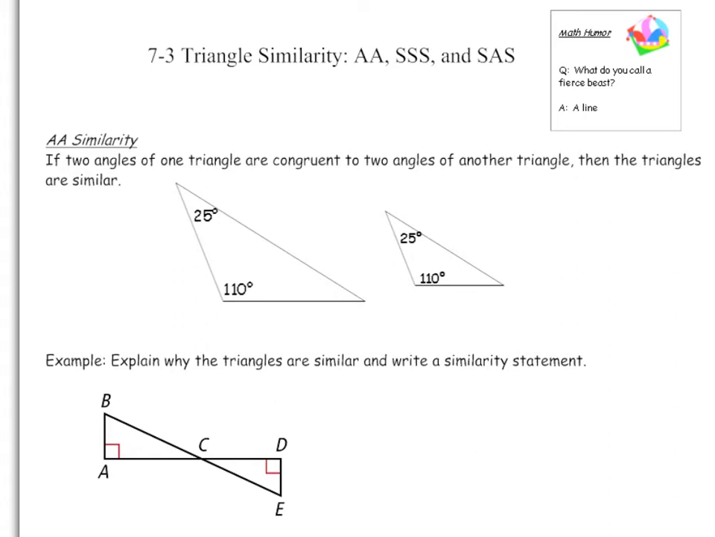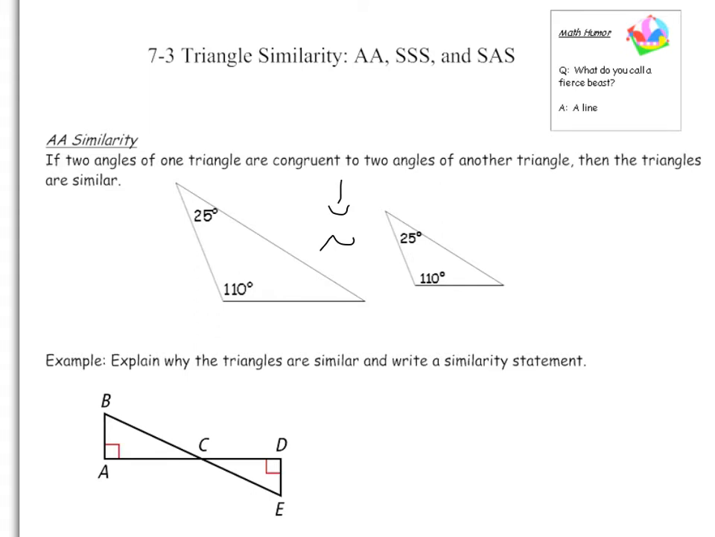They're math jokes. So the first one that I'd like to go over is the angle similarity. This simply says if two angles of one triangle are congruent to two angles of another triangle, well then these two triangles are actually going to be similar to each other. This is the symbol we use for similar, remember?